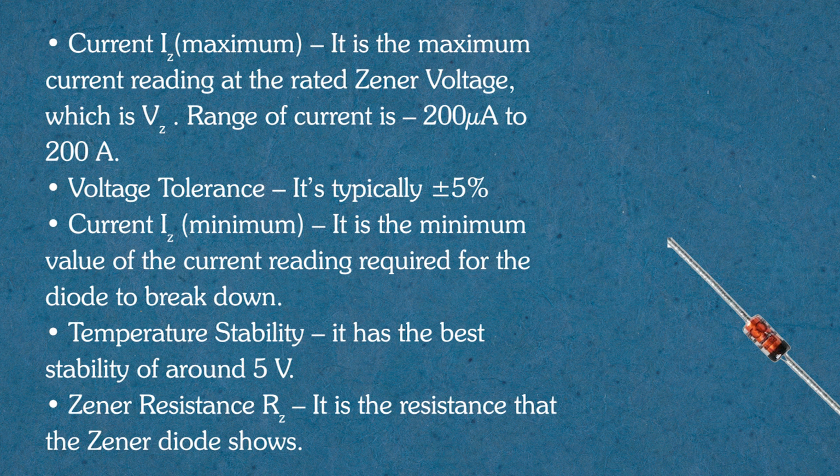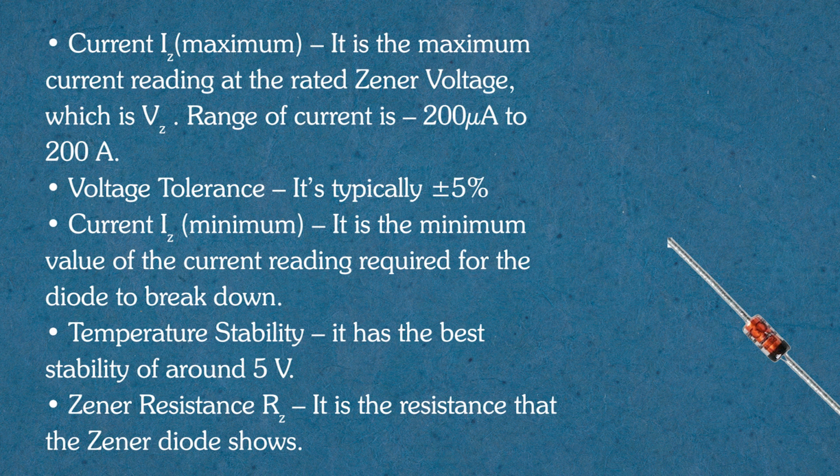Next is the voltage tolerance. The voltage tolerance is basically plus or minus 5%. So the variation of voltage in the Zener diode can be plus or minus 5% of the rated value.